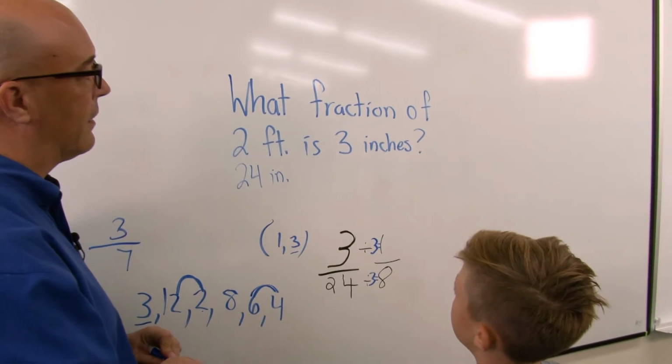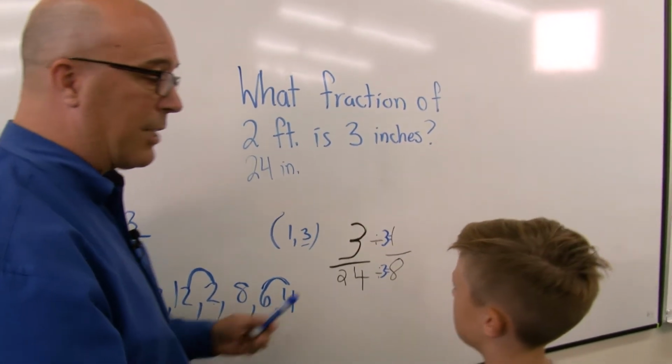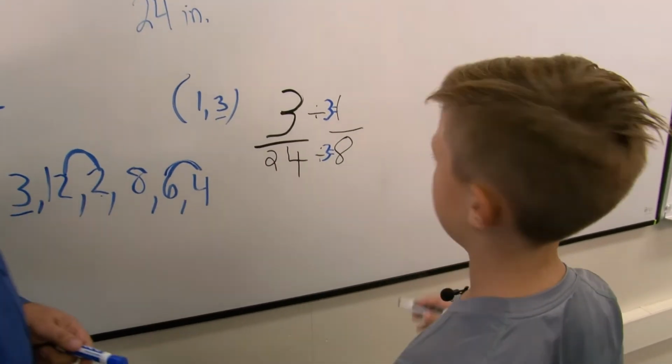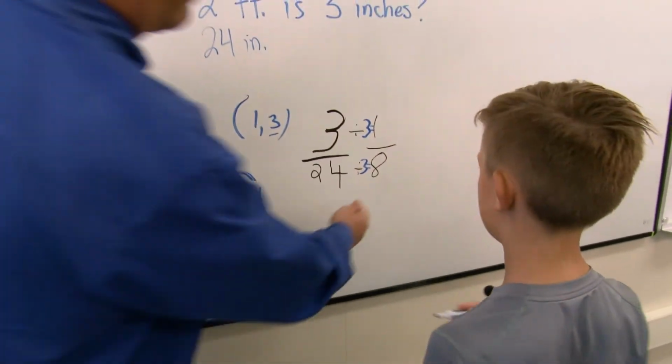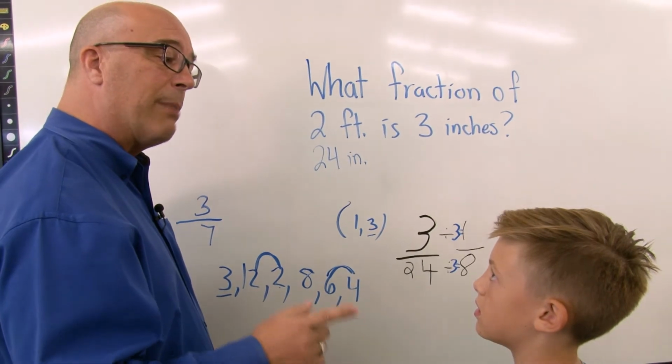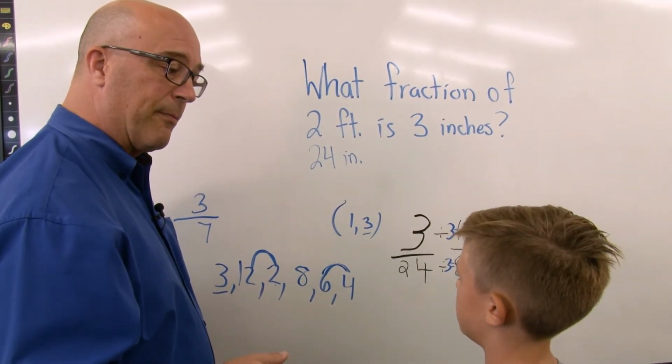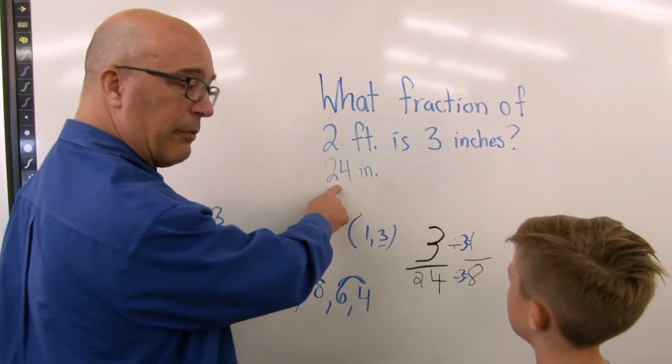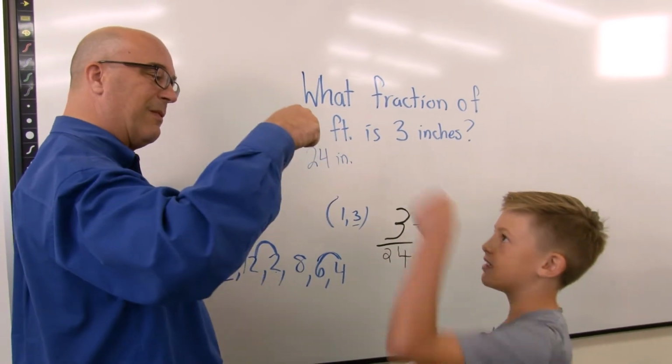So read the problem again. What fraction of 2 feet is 3 inches? And what fraction did we come up with? 1/8. 1/8, okay? Now if we take 8 and multiply it by 3, what will we get? 24. And that's what we were looking for, right? Yes. Kanon? Nice work.